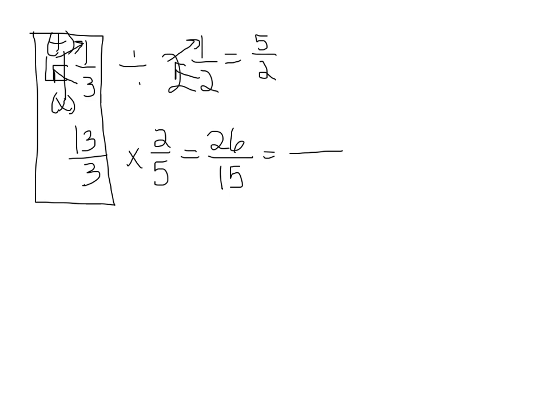How many times will 15 go into 26 without going over? Only one time. 15 times 1 is 15. 26 minus 15 is going to be 11. Keep your denominator. Okay, can you simplify any more? Nope, your final answer is 1 and 11/15.